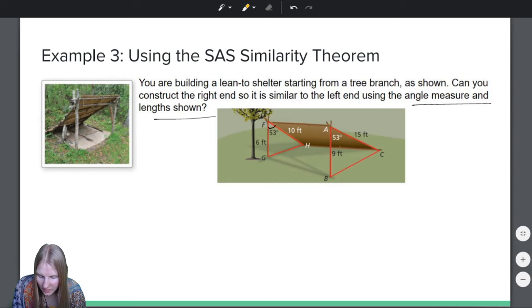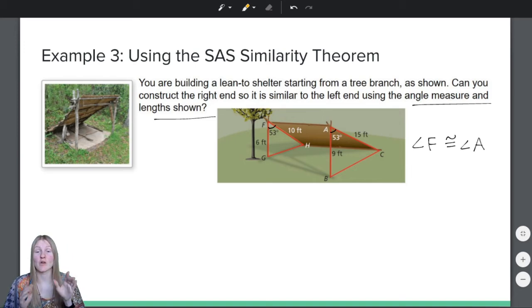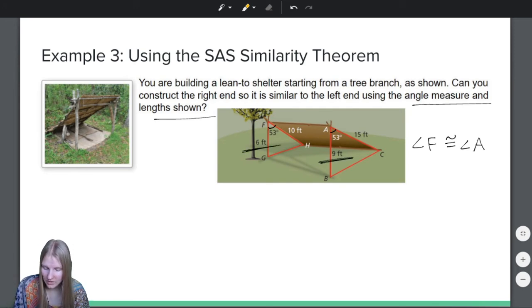They have that angle F and angle A are both 53 degrees. This is off to a good start. We have that angle F is congruent to angle A. So we have a pair of angles that are congruent. Now we just need to know, are the corresponding sides proportional? If they are, great, SAS similarity theorem, because this angle is in between the 2 sides. If they're not proportional, well, sides need to be proportional in order for the triangles to be similar.